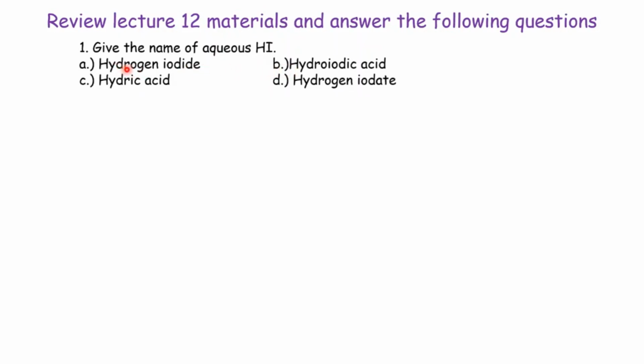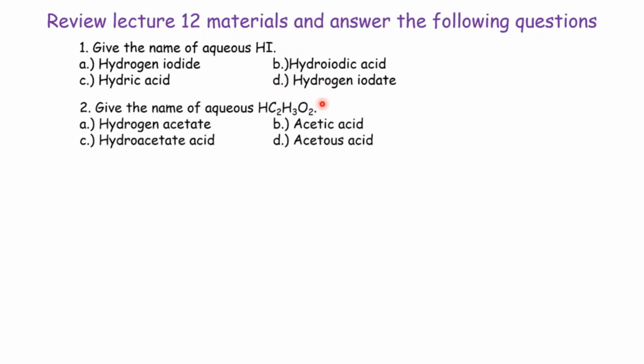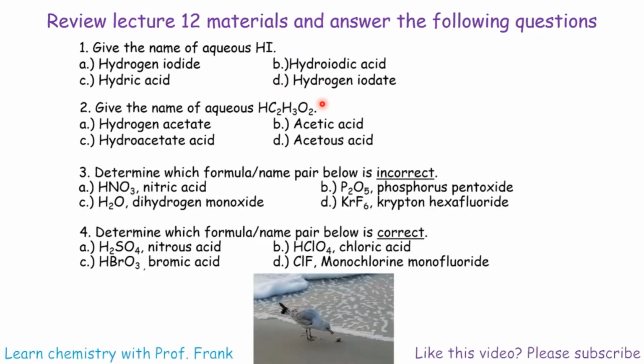And what is wrong with hydrogen iodide? Here it's aqueous HI, which means it's an acid. If it were not an acid, you could call that hydrogen monoiodide. So that would be correct. So B is the only correct answer. The others are incorrect. And of course, you will work on the remaining ones. And I will see you guys in lecture 13.